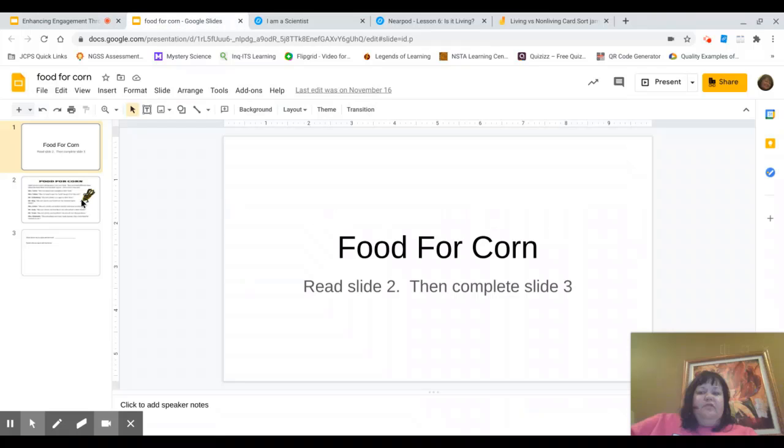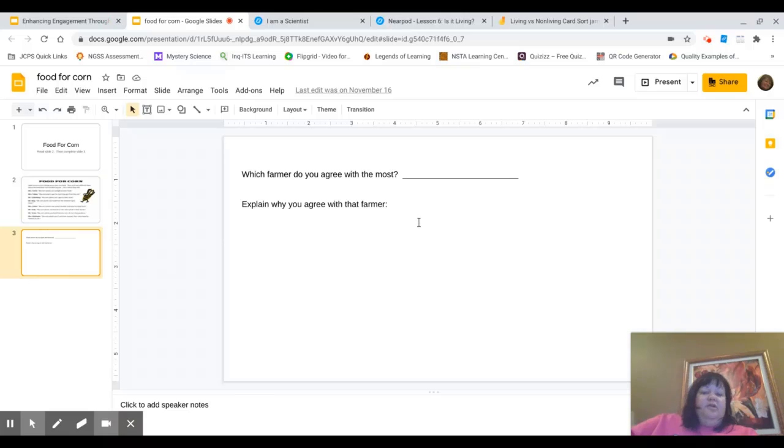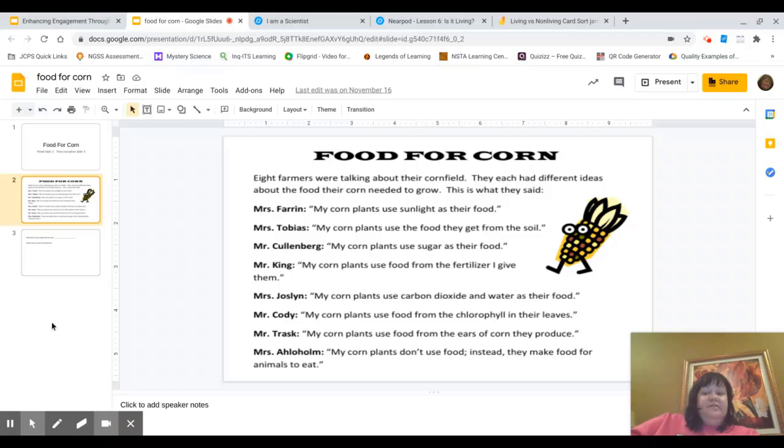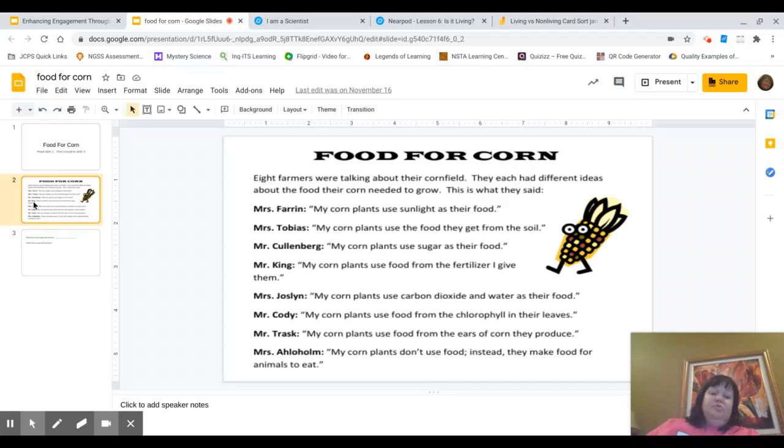But here's one that I do. It's called Food for Corn. We were getting ready to talk about photosynthesis. You had farmers talking about food their corn needed to grow. The students at the beginning would just say, who do you agree with and why? And then after we did a bunch of lessons on photosynthesis, they came back, reread this, and did the same thing again. Now, who do you agree with and why? And they tell me more about who they agreed with. So the discourse was really cool on this.